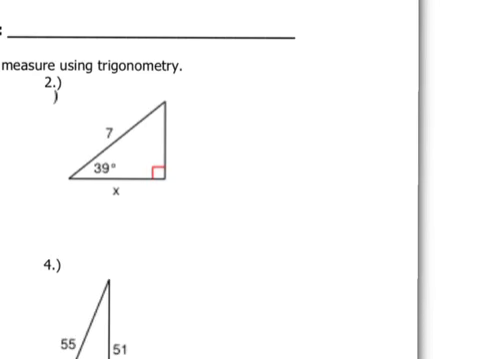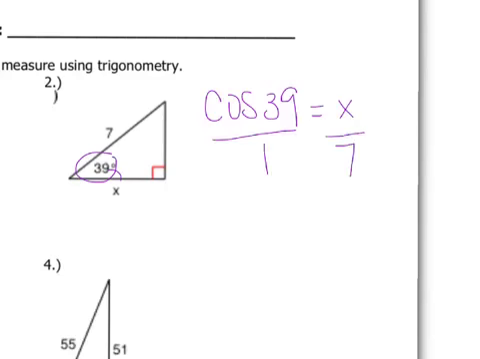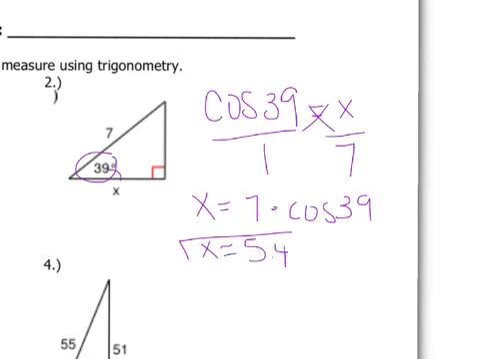With respect to this 39-degree angle, we have the adjacent side and the hypotenuse. Which of our trig ratios uses adjacent and hypotenuse? So this is cosine of 39 degrees is equal to the adjacent side over the hypotenuse. Again, put that over 1, cross multiply. Should be getting about 5.4.